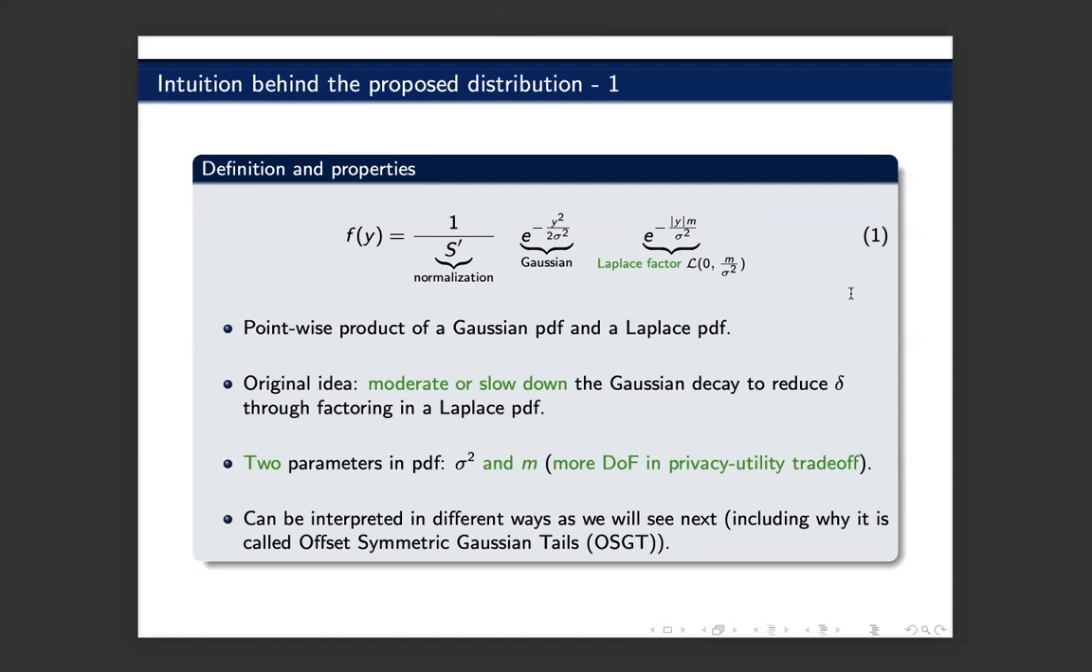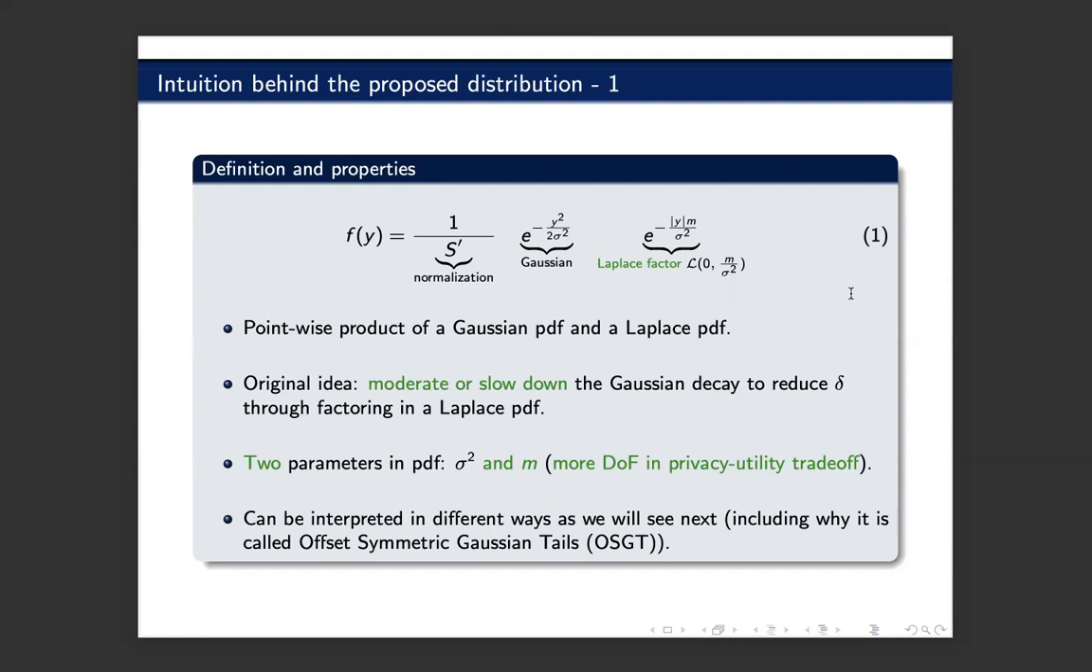I somehow try to slow down the decay of the Gaussian, so that I can hopefully get a better epsilon delta. So it is not the product of two random variables, it's a pointwise product of the PDFs of the random variables, right? So it is just the product of a Gaussian with a Laplace with a parameter m. So you have sigma squared as the parameter and another parameter m that is the Laplace factor here, so a scale of the Laplace. So that was the original kind of gut feeling.